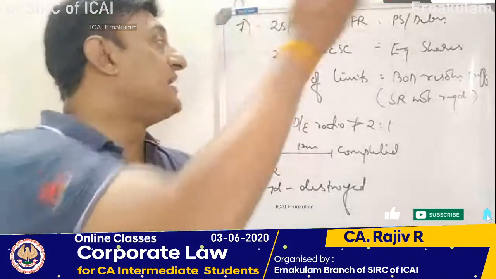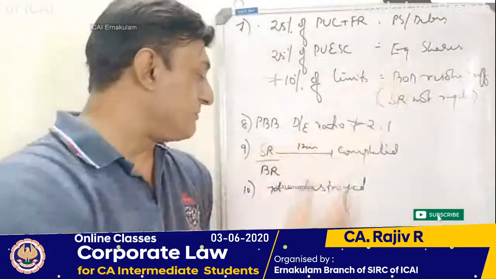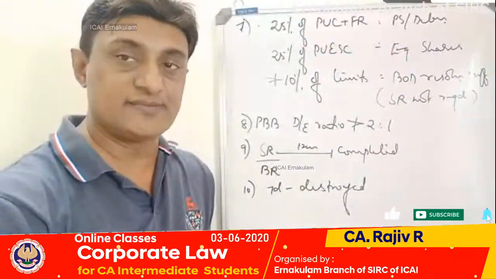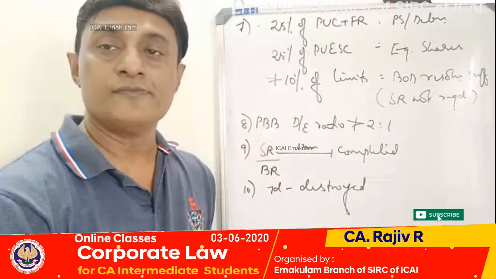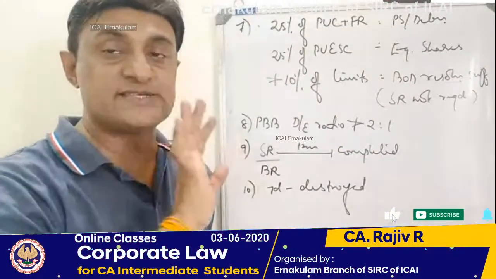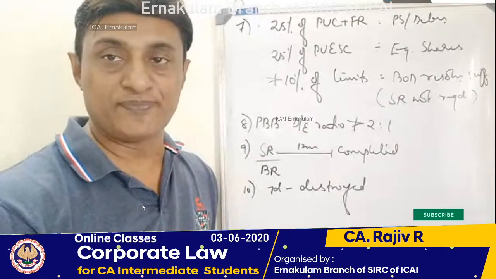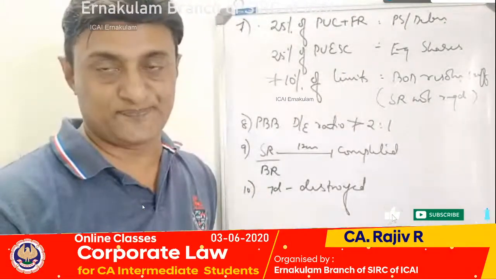So 25%, 10%, 2:1, 12 months, 7 days, all these numbers to be highlighted. I'm sorry to say, you have to remember those numbers. So within 7 days, they are destroyed. There will be no sign of these securities. The capital will start reduced to that extent.